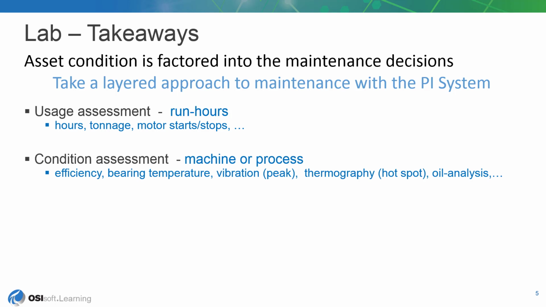In condition assessment, it could be for a process or a machine, and you pick some key metric that is a leading indicator of equipment failure or process efficiency. For a chiller, efficiency is measured as kilowatts per ton of cooling, or it could be some machine condition metric such as motor windings temperature or bearing temperature.